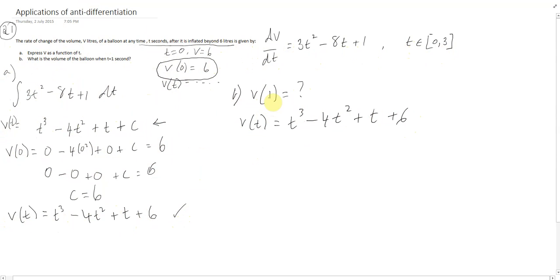So when t is 1, we get 1 cubed minus 4 times 1 squared, which is 1, plus 1 plus 6. 1 cubed is 1, minus 4, plus 1 and 6 is 7. So that's 8 minus 4 equals 4. And what are we looking for? What's the volume of the balloon when t is 1 second? We're talking volume, so that's in litres. There we go, and we are done. So there's example 1 for you.